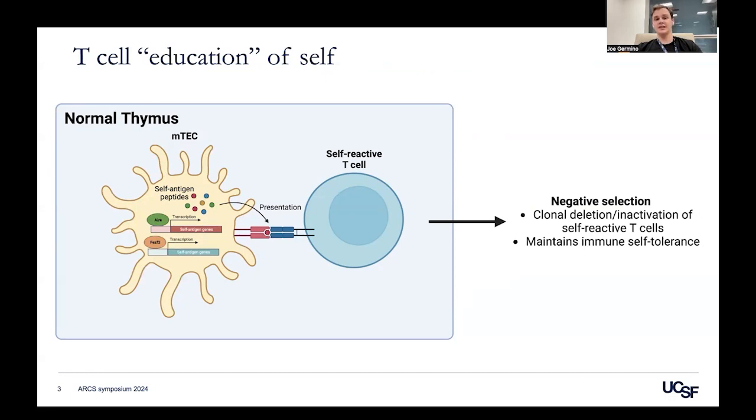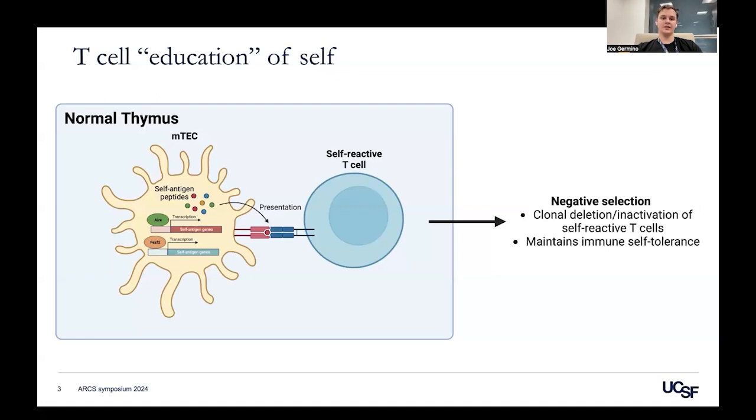And then any T cells that are able to recognize these self-antigen peptides are removed via clonal deletion or inactivation, so that the only T cells that complete their development in the thymus and escape into the periphery as mature effector T cells are those cells that are able to recognize pathogenic peptides, but not self-antigen peptides.